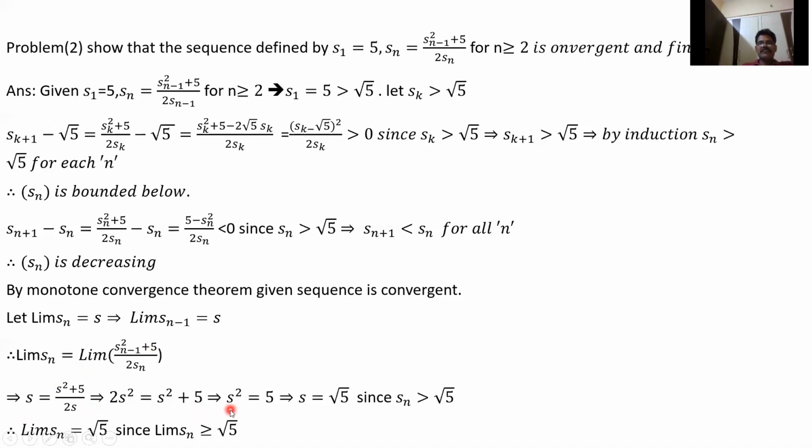Here we get two values, S equal to plus or minus root 5. So S must be equal to plus root 5, because S cannot be minus root 5. Since Sn is greater than root 5, this implies limit Sn is greater than or equal to root 5. Every element is greater than root 5, so that's why limit Sn equals root 5.